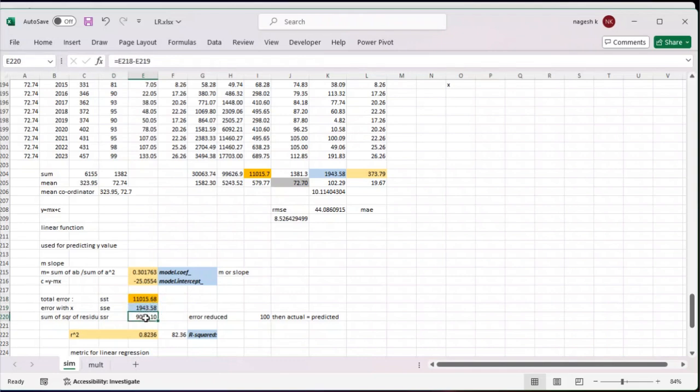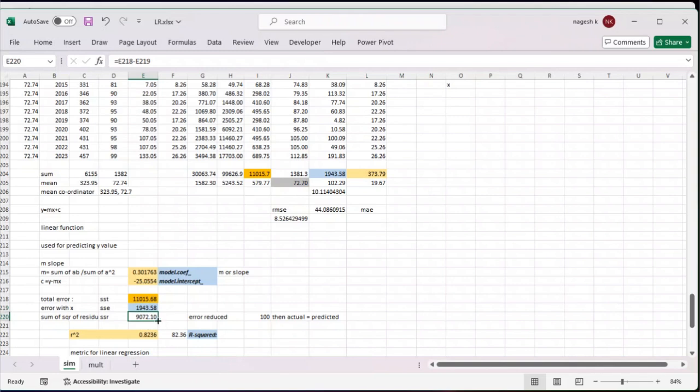And if you take out this one minus this one, this is the remaining error, right? This is called error reduced. This much error earlier, 11,015.68 is the total error. And the current error is 1,943. If you see that, there is a great amount of error that has been reduced.